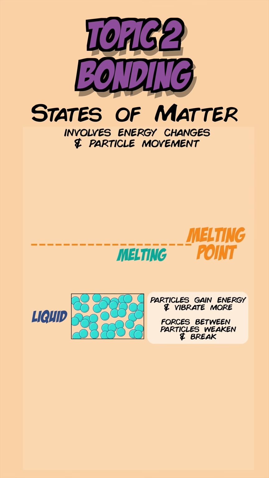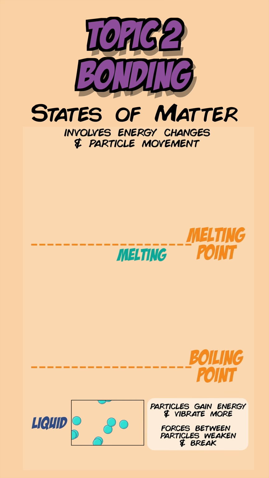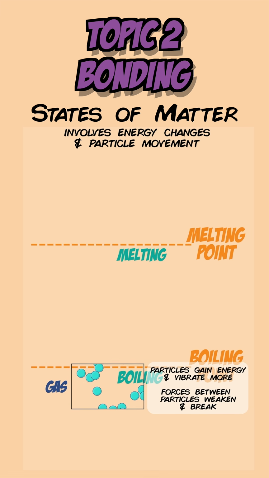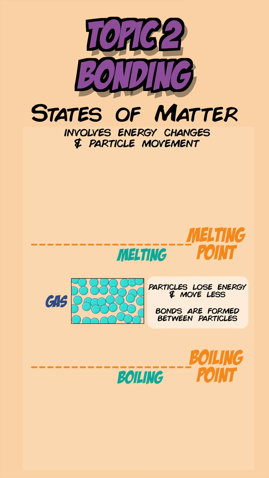Heating a liquid further to its boiling point gives the particles even more energy to move even faster. This leads to boiling or evaporating, where the liquid becomes a gas. If we go the other way around and we cool a gas down to its boiling point, the particles lose energy and form bonds. This causes the gas to turn into a liquid and is known as condensing.